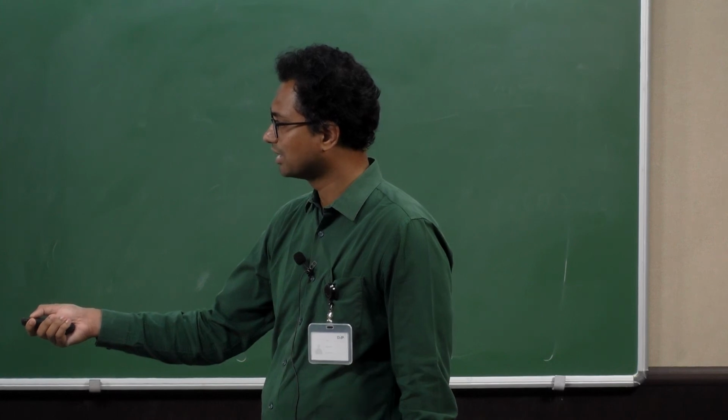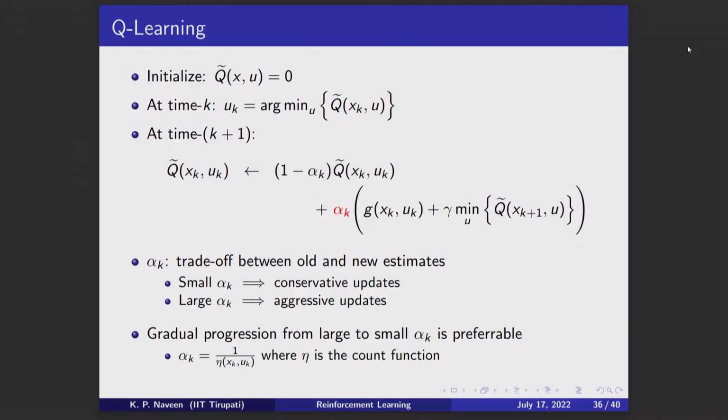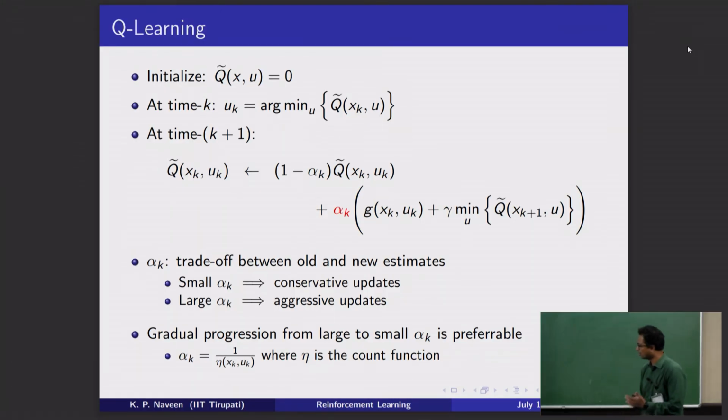Alpha k is 1 by this eta. This is the count function, which keeps track of how many times you used action u_k when you were in state x_k. Suppose this number is large, what happens? Alpha k is small. That means a large number of times you have used this action, so your Q should have sufficiently converged. So you will become very conservative. Your alpha k is small. You will stop updating that particular value of Q now.